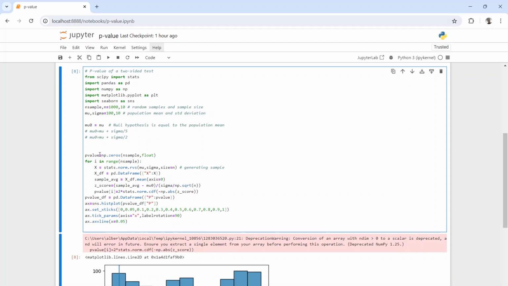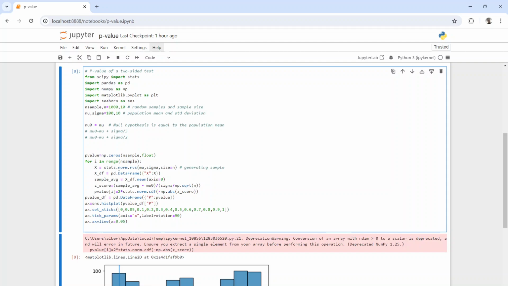Next, we have the p-values. We initialize an array to store the p-value for each sample, initially filled with all 0 values. Next, we have the for loop, which iterates for n_sample, here 1000, so it will iterate 1000 times. Each time it generates a random sample, and we calculate the p-value. From this line, we generate n random data points, here 10 in this case, from a normal distribution with the specified population mean and standard deviation.